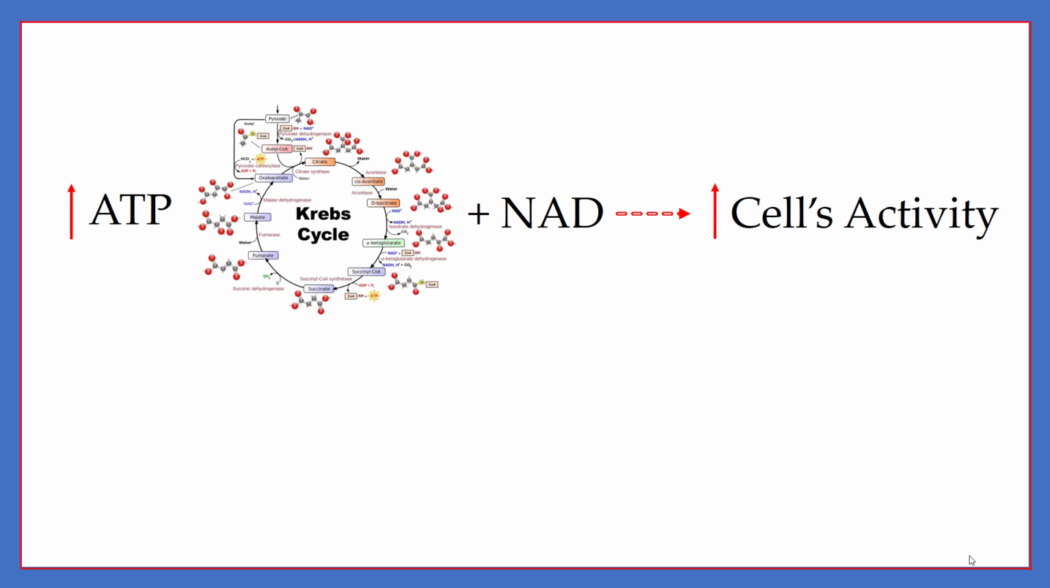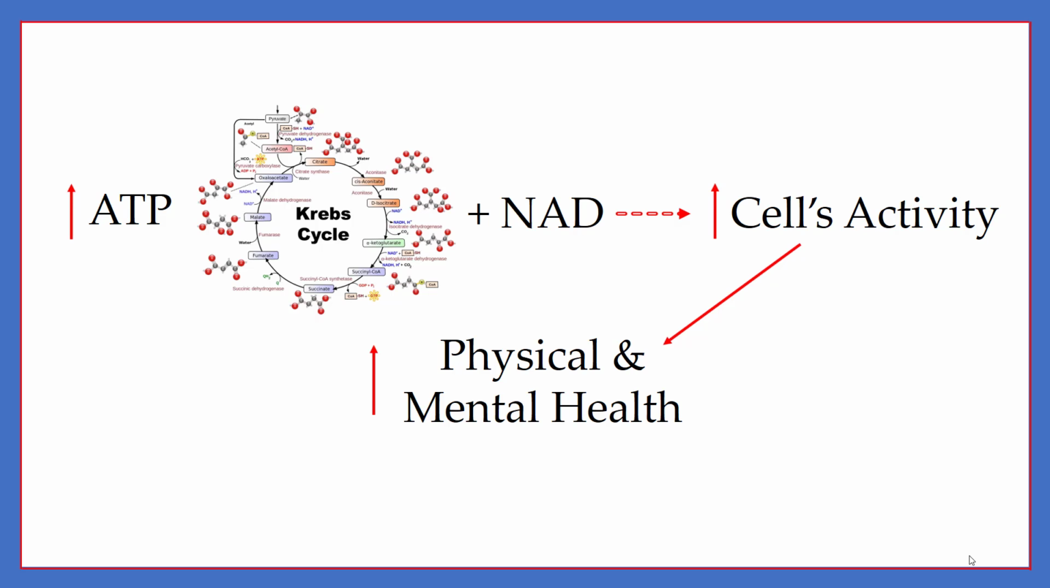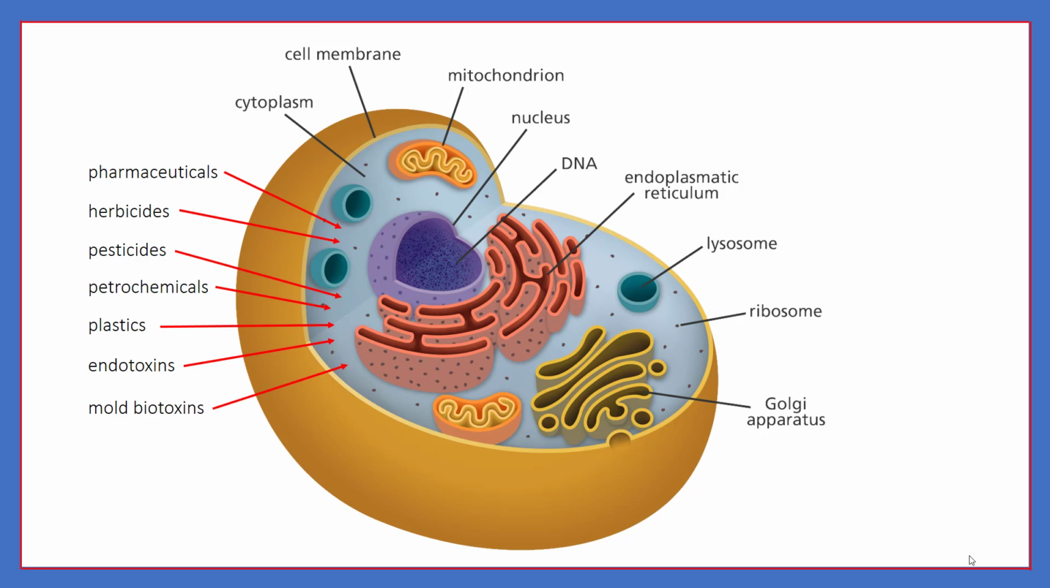So back to the Krebs cycle for a moment. What we want to do is to increase the production of energy. I'm not sure what the next slide is, but just one second. Yeah, so increase ATP by providing the mitochondria with NAD, and that will increase the cell's activity. And that will help people to improve their overall symptoms in general.